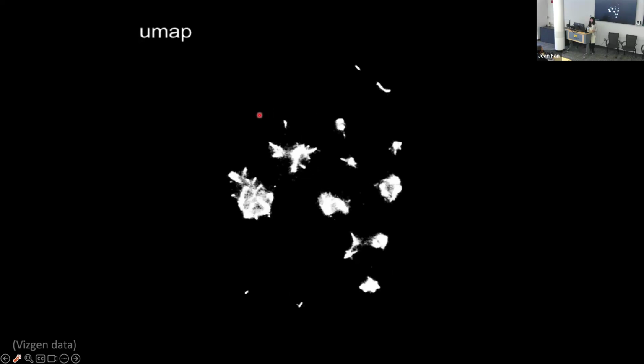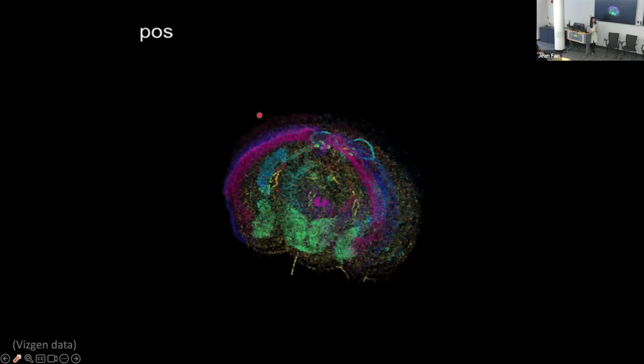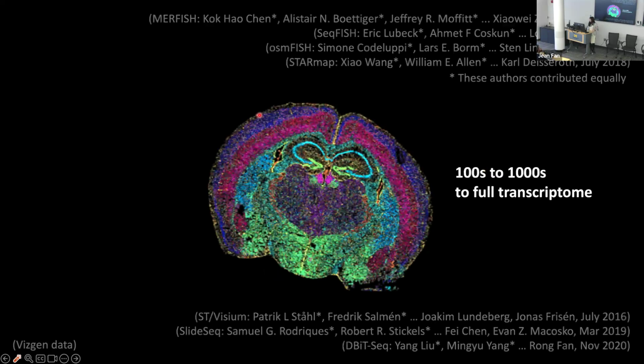And of course, since this is a single cell group, I think you can appreciate how we're able to perform the same kind of dimensionality reduction and clustering to identify transcriptionally distinct cell types. But of course, now we can project them back into their original spatial coordinates and appreciate how these cell types are organized in space.